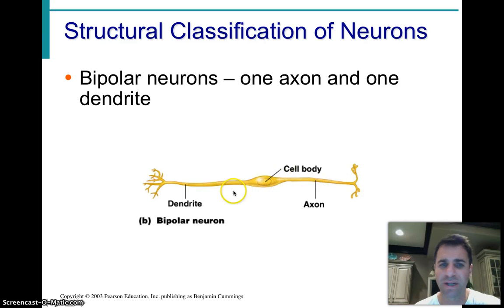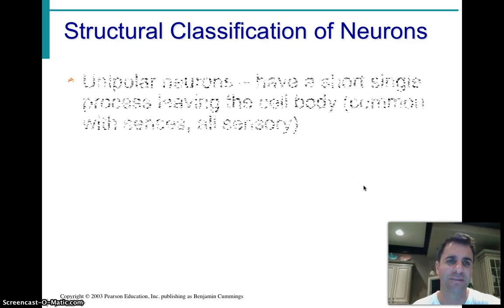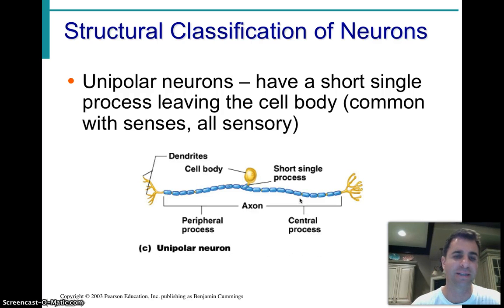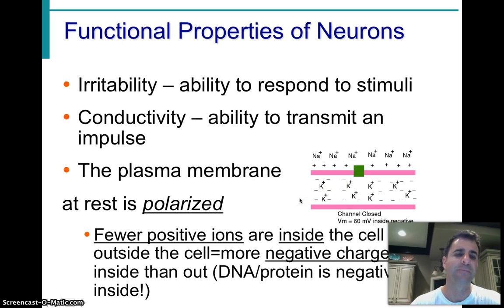There are bipolar neurons, which are much more simplified. Just a cell body, one axon, one dendrite sticking off. Dendrite receives the message to the cell body, and then passes through the axon, instead of many different dendrites coming off the cell body. And then lastly, we have unipolar neurons, which are even less common overall throughout the body, but they are common with the senses, where you have dendrites on one side that connect directly to an axon, and it sends it straight down the axon, as opposed to going through a cell body and so on. That's a unipolar neuron.